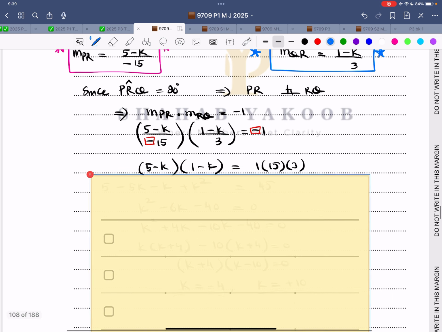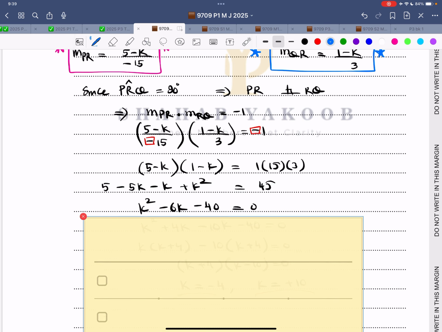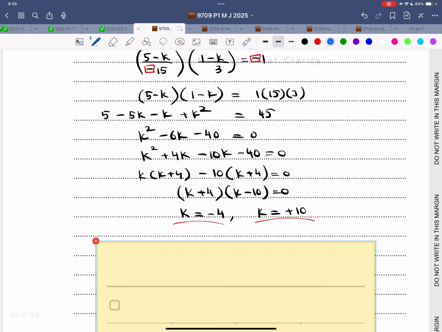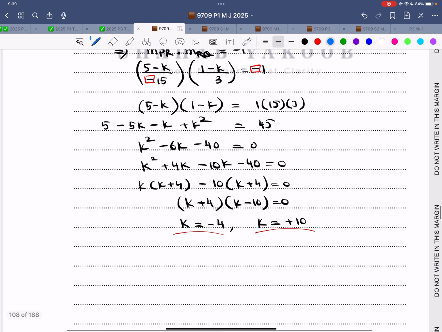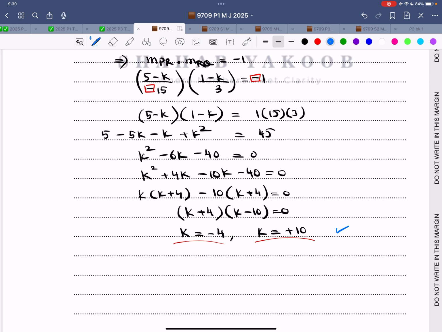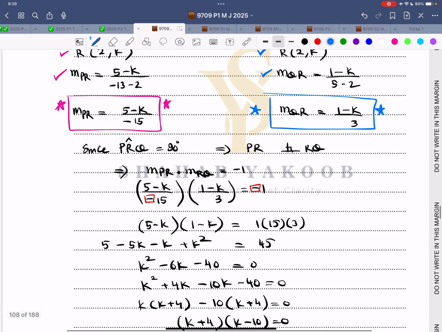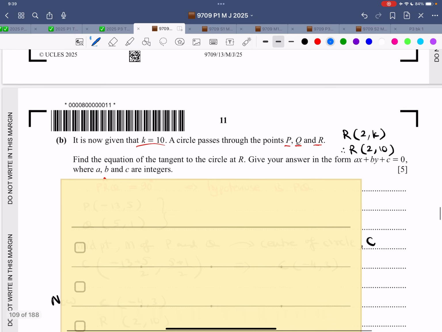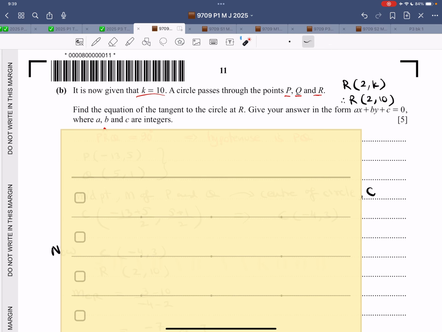And we calculate, do all this working, quadratic. Quadratic is always there. And we are getting two values, K is -4 and K is +10. So -4, +10, that is how this is done and dusted. 9 part B, it is now given that K is 10. So now they have given us the value of K is 10. So 2 comma K actually becomes 2 comma 10.